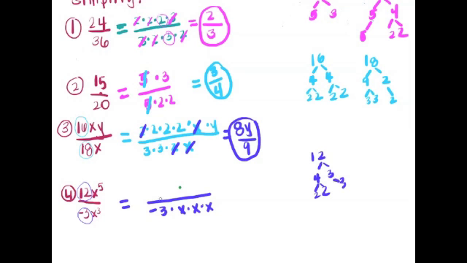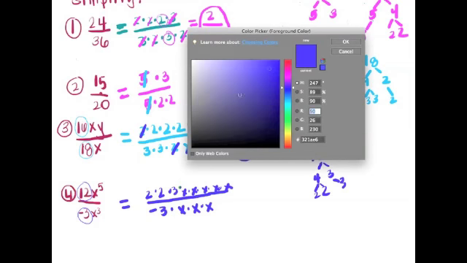And so I have 2 times 2 times 3, and then look how many x's I have. I have 5 this time. So I have 1, 2, 3, 4, 5. Okay, now let's cancel some stuff out.